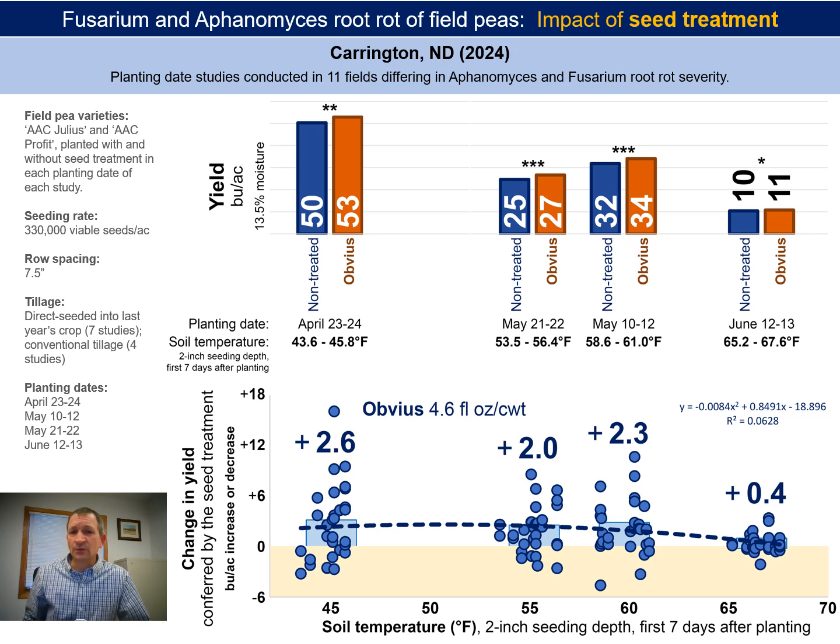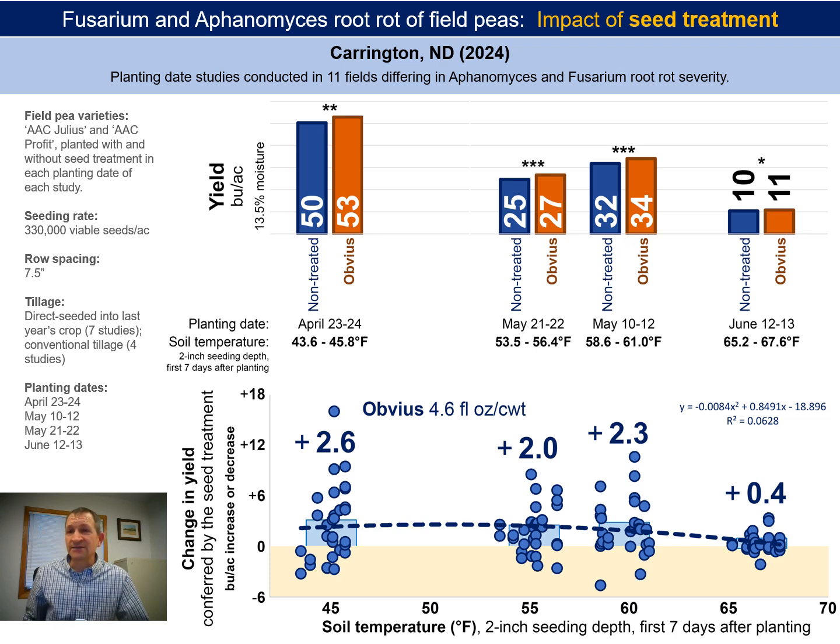In this case, what we saw is a 2 to 2.6 bushel average yield gain from the fungicide seed treatment when planting into cool to moderately warm soils, i.e., soil temperatures less than 61 degrees Fahrenheit in the 7 days after planting. This is roughly consistent with what we've observed in our earlier testing.